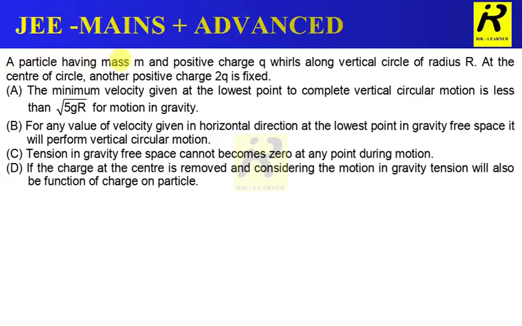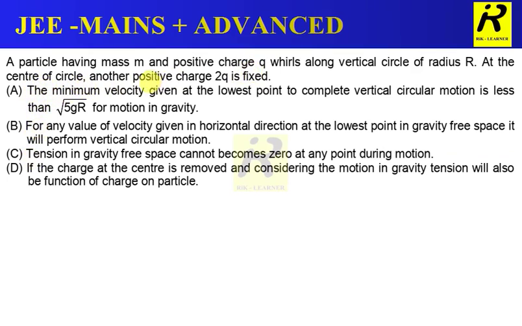A particle having mass m and positive charge q whirls along a vertical circle of radius r. At the center of the circle, another positive charge 2q is present. And we are having four options.